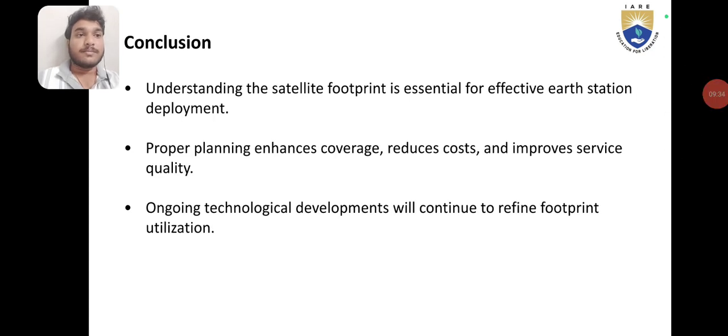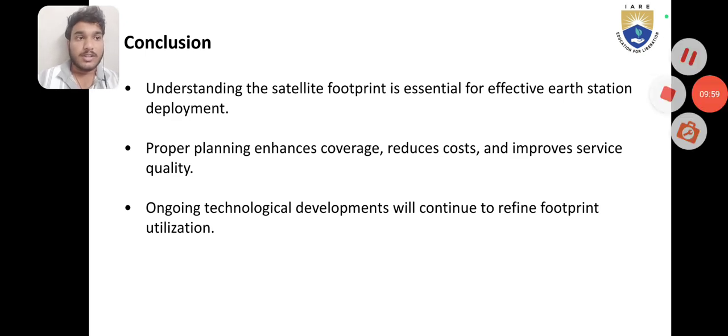The conclusion: understanding the satellite footprint is essential for effective Earth station deployment. Proper planning enhances coverage, reduces cost, and improves service quality. Ongoing technological developments will continue to redefine footprint utilization.